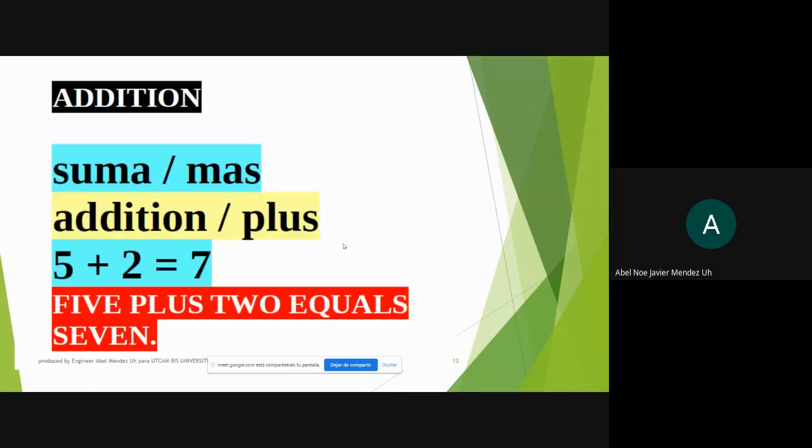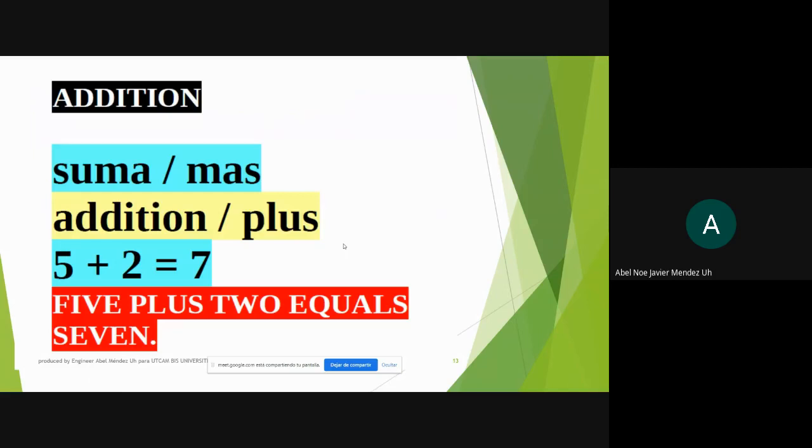If you can repeat after me, when we see the addition, o la suma o el signo de más, lo vamos a leer. We're going to learn, read like addition and plus. If you can repeat after me: addition, plus.